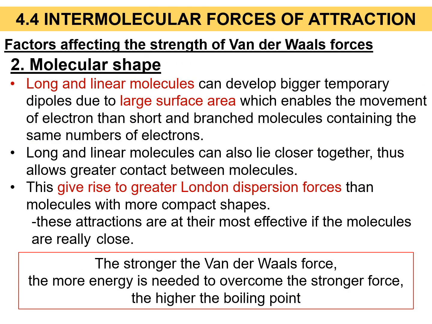Okay, next factor pula ialah molecular shape. Kalau molecular shape ni, dia prefer shape of molecule yang panjang dan linear. Okay, because shape of molecule yang panjang and linear ni, dia ada large surface area. Okay, so therefore, dia akan give rise to a greater London dispersion force ataupun give rise to a greater van der Waals forces compared to shape of molecule yang compact ataupun ada branch.